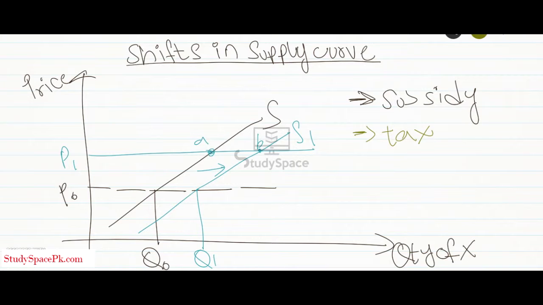At the given price of P0, the initial quantity was Q0, but due to increased taxes, the supplier is now supplying quantity Q2 in the market. So at this given price level, the quantity supplied has decreased and the supply curve has shifted backwards. Let's say this is the new supply curve S2. So S2 is if the government introduces taxes, and S1 is if the government introduces subsidies.